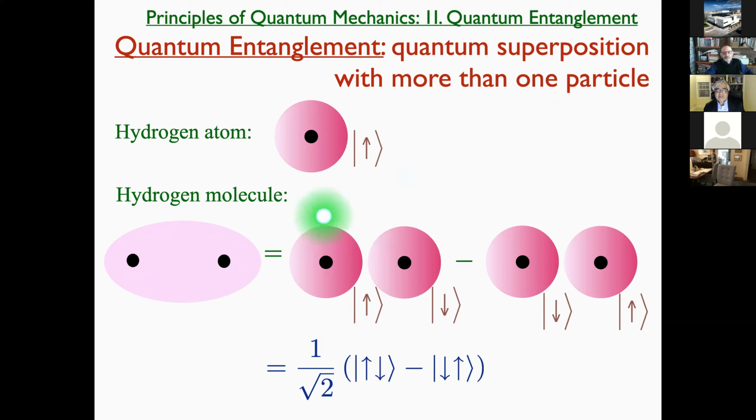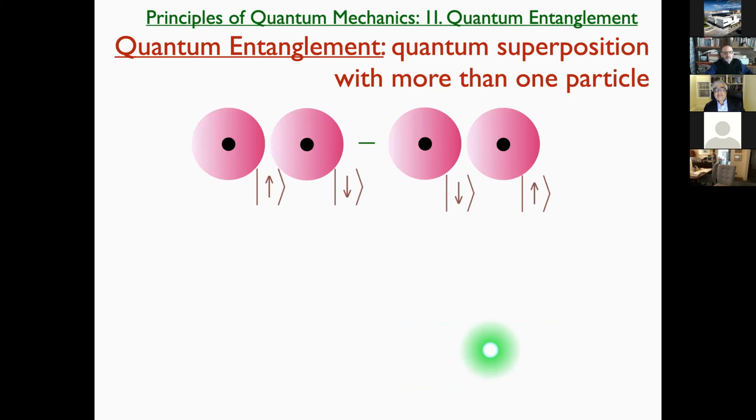Similarly, if you have two electrons, say in a hydrogen molecule, the toy representation of the wave function of the two electrons is there's one state where the left electron has spin up and the right electron has spin down, and there's another state with the reversed spin assignment, and the actual state is the so-called spin singlet state, or the EPR pair, where the electrons are really in a superposition of both of these states.